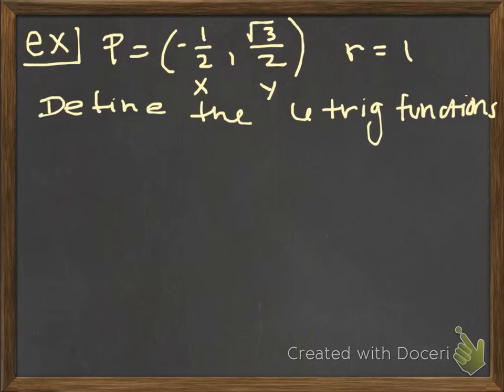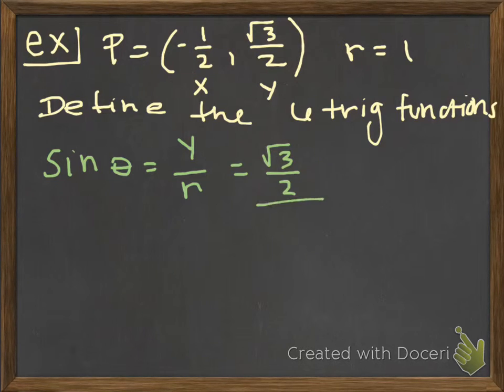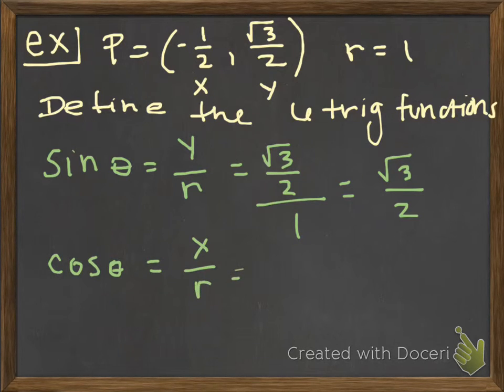So for the first one, sine of theta is equal to y over r. So my y value is root 3 over 2. My r value is 1. So when I divide this by 1, it stays root 3 over 2. Cosine is x over r. So I simply take my x value of negative 1/2, divide this by the r value of 1, and it stays negative 1/2. So sine and cosine, not much work. I'm going to switch the screen so I have more room.